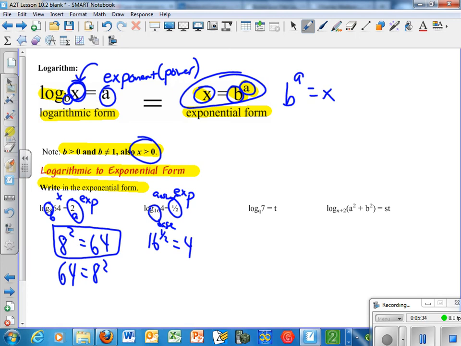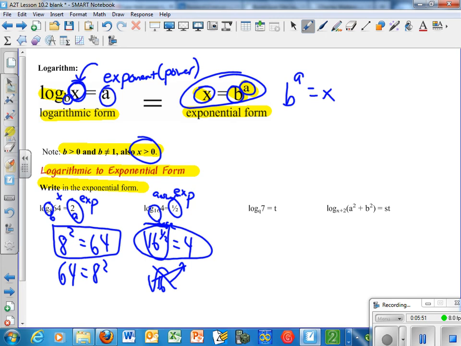And if you think about this, this right here, the 1/2 power, really means square root of 16 from what we've learned. And the square root of 16 is 4. So that is a true statement. But writing it in exponential form would just be writing 16 to the 1/2 is equal to 4, or 4 equals 16 to the 1/2.